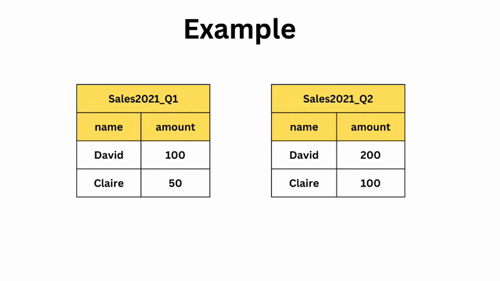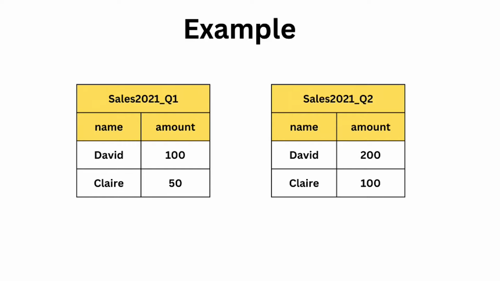So let's imagine we have these two example tables, and what we're doing is we're organizing the sales per year per quarter. So I have one table with my first quarter sales for the year 2021, where David sold 100 amount and Claire sold 50. Then I have another table storing my results from the second quarter. Again, David now has sold 200 and Claire has now sold 100.